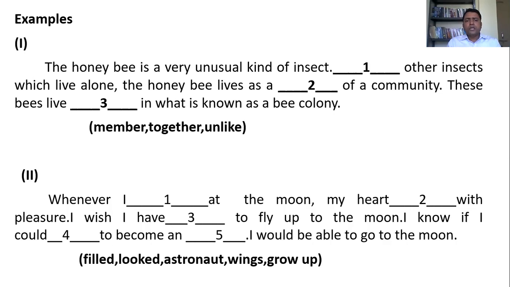So bees live together in what is known as a bee colony. Second example: whenever I dash at the moon, my heart dash with pleasure. I wish I had dashed to fly up to the moon. I know if I could dash to become an dash, I would be able to go to the moon. So whenever I dash at the moon, what do you do at the moon? "Look at" here is a phrasal verb. My heart dash with pleasure. What? So that is "filled" with pleasure.